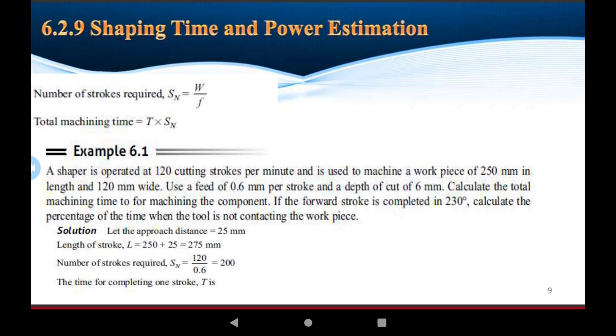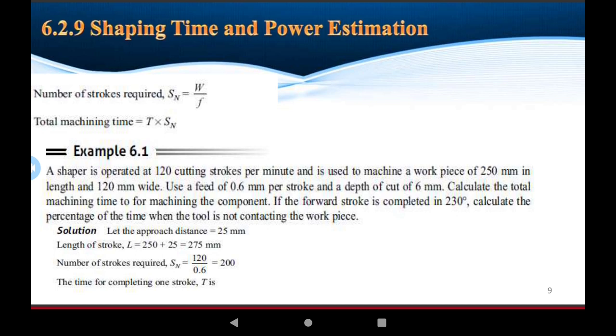Okay, L is the length, 250 mm, and W equal to 120 mm. The feed rate F equal to 0.6 mm per stroke, and the depth of cut is 6 mm. Calculate the total machining time for machining the component if the forward stroke is completed in 230 degrees. Calculate the percentage of the time when the tool is not cutting the workpiece.